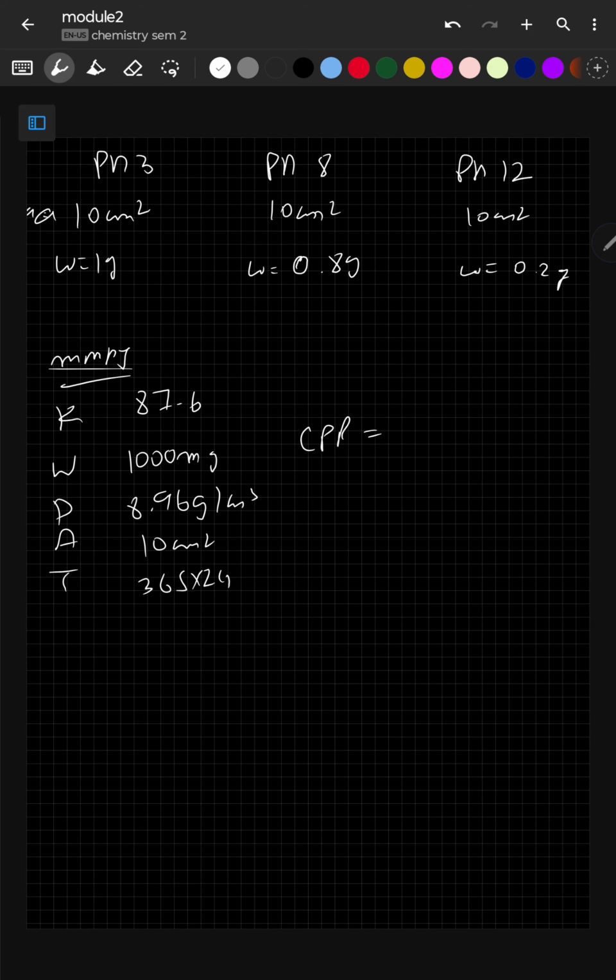87.6 into 1000 divided by 8.96 into 10 into 365 into 24. I'm getting the answer as 0.1116 mmPy for pH equals to 3 Ks.